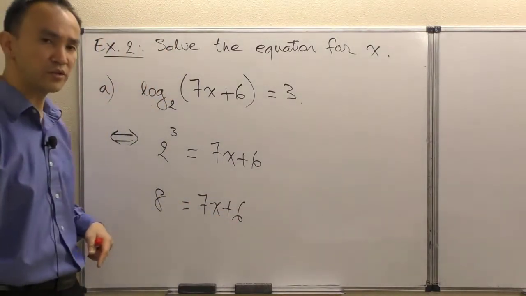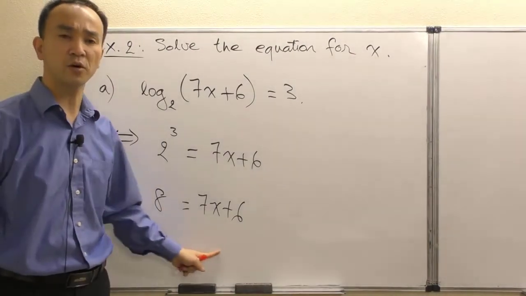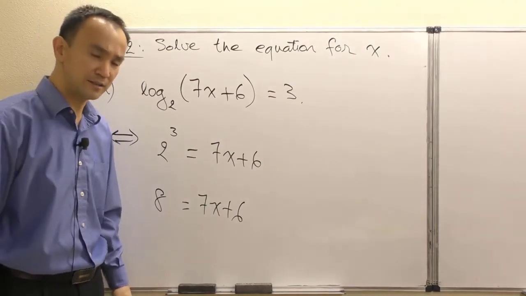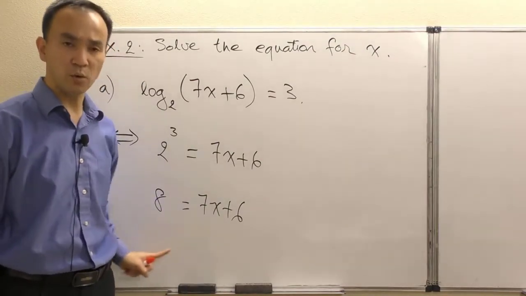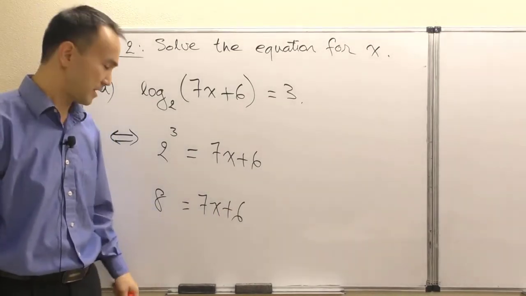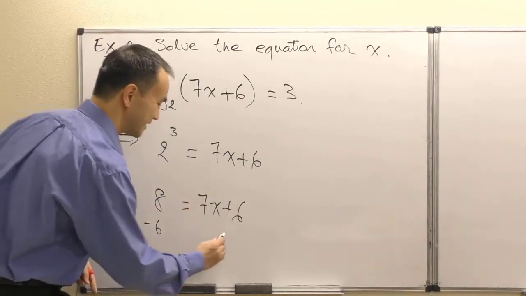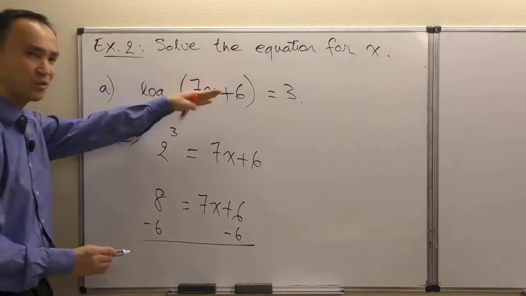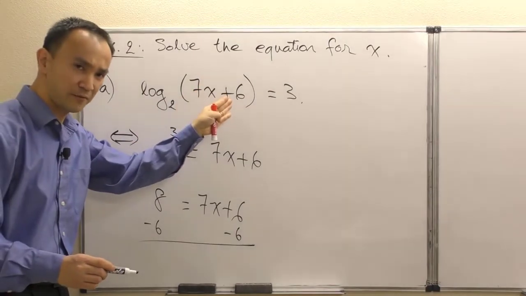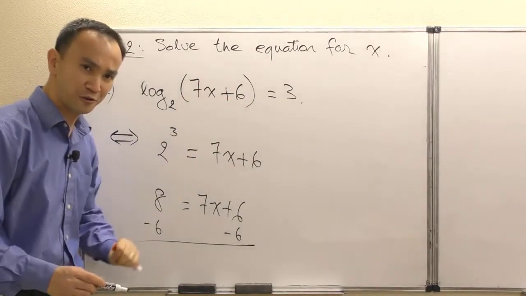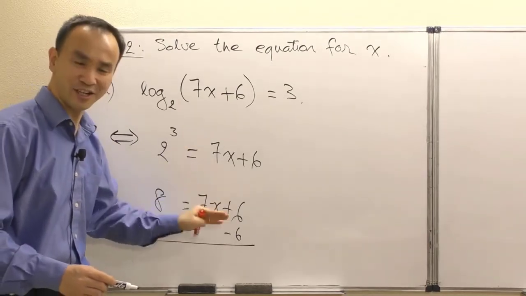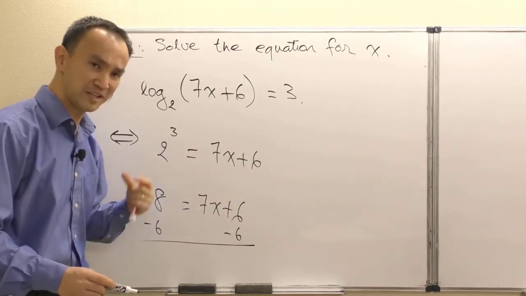Now take a moment to sit back and think through, how difficult is this equation? It's not that difficult at all. It's a very basic linear equation that anyone can solve within seconds. Okay, subtract 6 from both sides. Yes, that's how we're doing it. Once we've successfully applied that step, turning from logarithmic form of the equation into exponential form, that's the key.